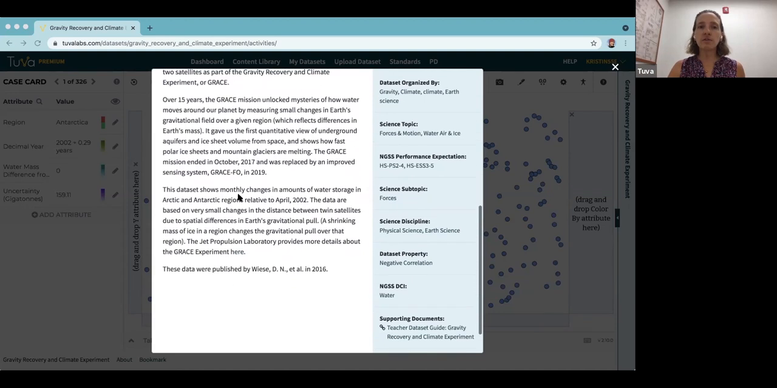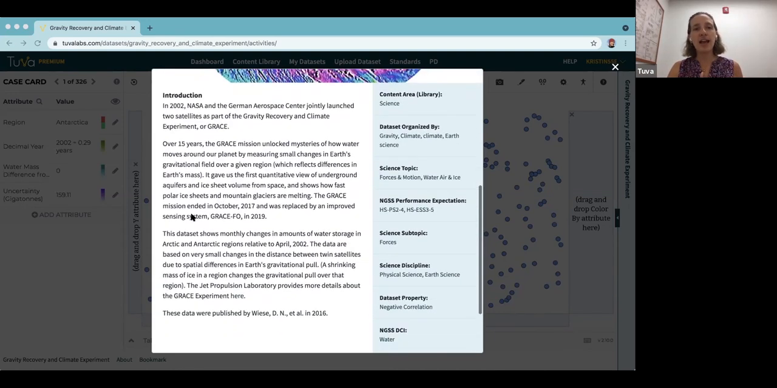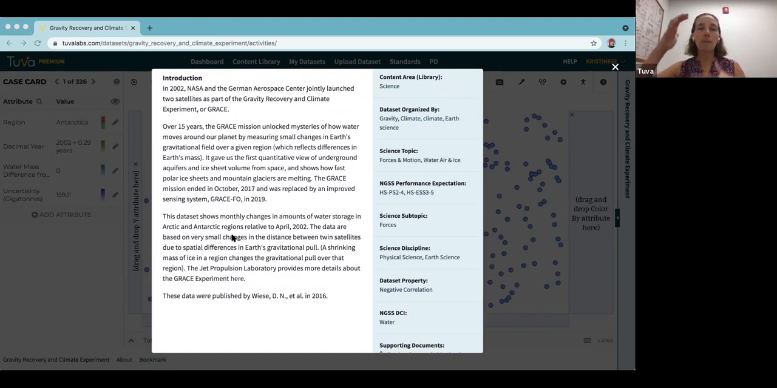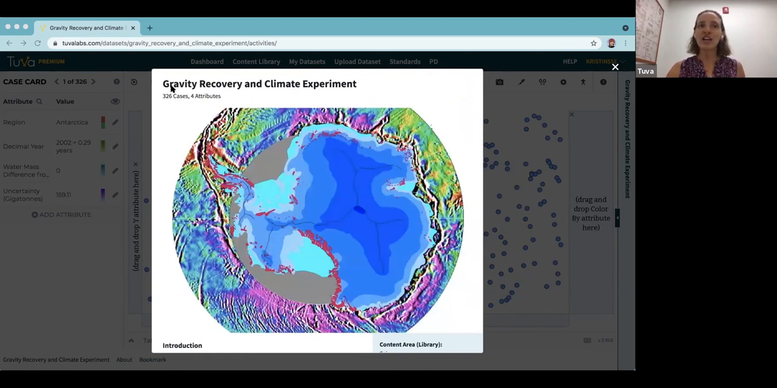Other helpful information is that this was launched in 2002, and the mission ended in 2017. It was looking to measure monthly the amount of water storage in these two regions, Antarctica and Greenland, hence our questions about Antarctica and Greenland. There are 326 cases. A case is a monthly value that was recorded, and there are 4 attributes. So let's take a look at what those attributes are.